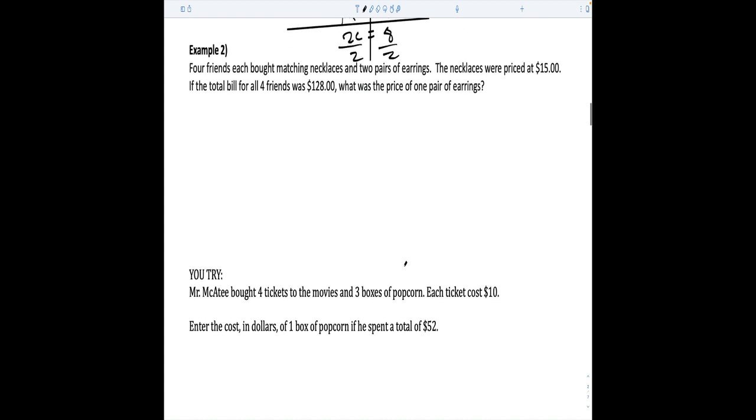Final example. Reagan, read it for me, please. 4 friends each bought matching necklaces and 2 pairs of earrings. The necklaces were priced at $15. If the total bill for all 4 friends was $128, what was the price of 1 pair of earrings? Give me a variable you can use for finding missing info. You have 15 seconds. Talk to your partner and write it. Go.